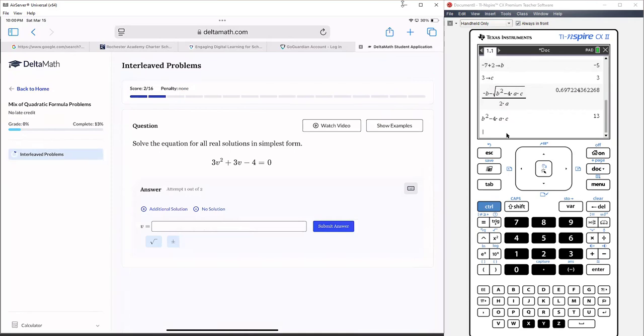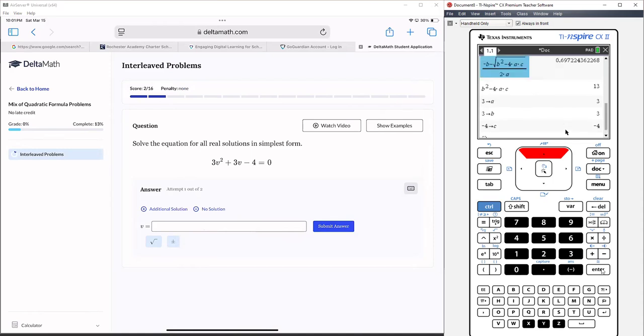This one, same thing. I'm just going to take the leading coefficient and store it into a. I'm going to take the linear term and store that into b. And then I am going to take negative 4 and store that into c. And just like I did before, I'm going to copy the quadratic formula. Again, I get a decimal. There's nowhere over here where it tells me to round. So that means I just need to focus on the discriminant, the b squared minus 4ac part. When I press enter, I got 57.